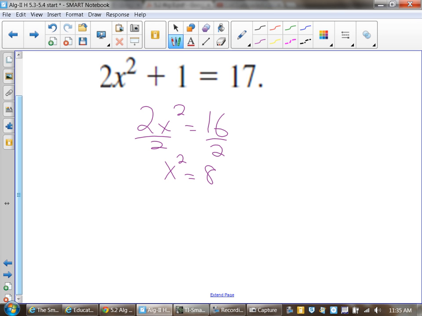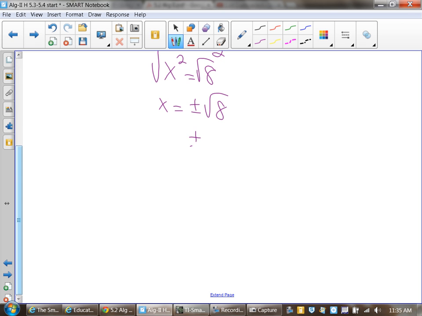Do you remember what happens if you take a square root over an equal sign? There's a rule. Very good. Anytime you take a square root on both sides of the equation, you have to write plus or minus the square root of 8. And then can you simplify the square root of 8? 2 root 2, very good. So it's plus or minus 2 root 2.